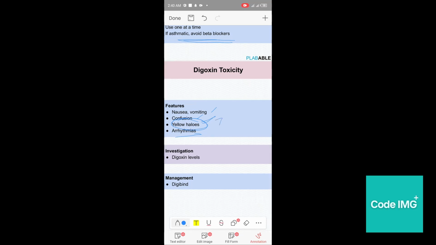Digoxin toxicity is when its level is greater than 1.5. Okay, you send the digoxin level, and if it's greater than 1.5, on the ECG you're going to find the reverse tick sign. Reverse tick sign. This is like a reverse tick sign. Okay, and the management is digibind.